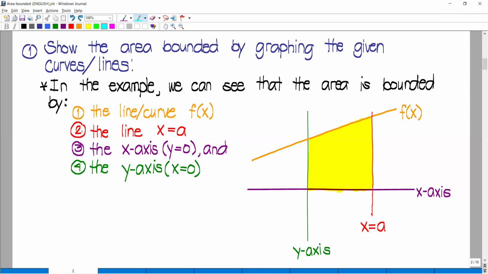Now, let's have the example figure on the area bounded. In this page, we can see the yellow area. This yellow area is bounded by four colors. The four colors are the orange one at the top, the red at the right, and violet at the bottom, and in the left side we have the green line. Now, what kind of equations or curves are these colored lines?